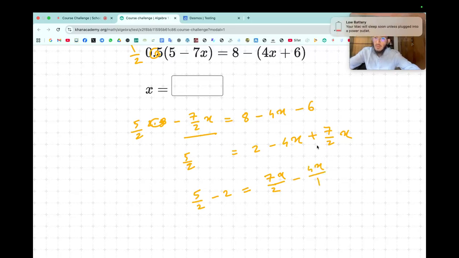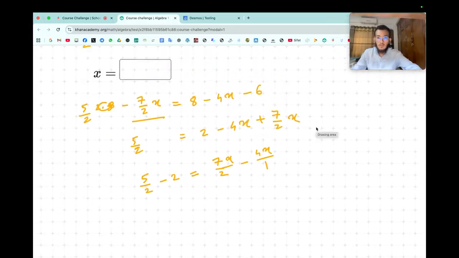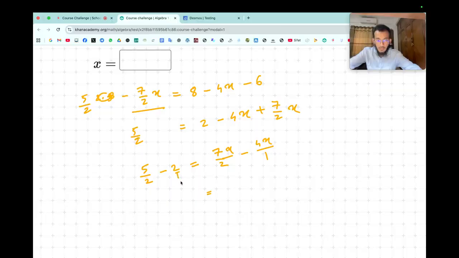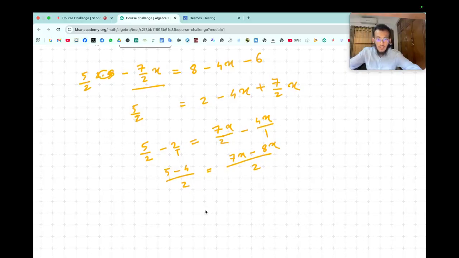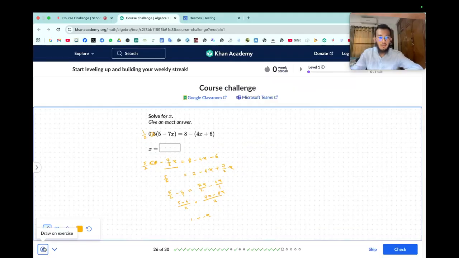This is 1/2, and 7/2 x minus 4x, and this is 2. Okay, so we have to perform LCM now. We know that LCM is 2, so 7x minus 4 2s are 8x, and we have LCM 2. We have 5 minus 2 2s are 4. Because we have 2 on both sides, we can cancel them, and we can say 5 minus 4 is 1 equals 7x minus 8x, which is negative x. So x equals negative 1.